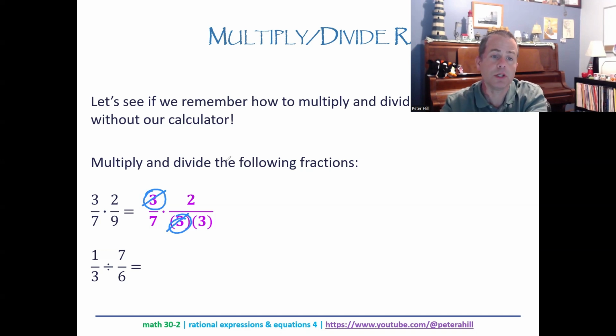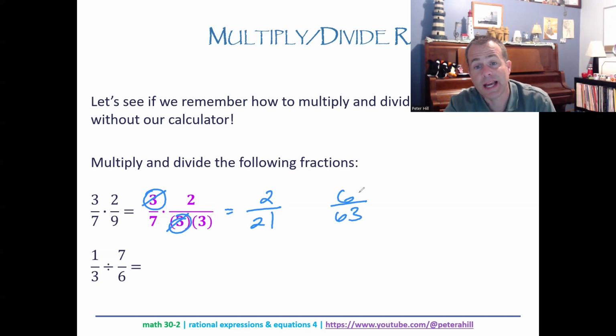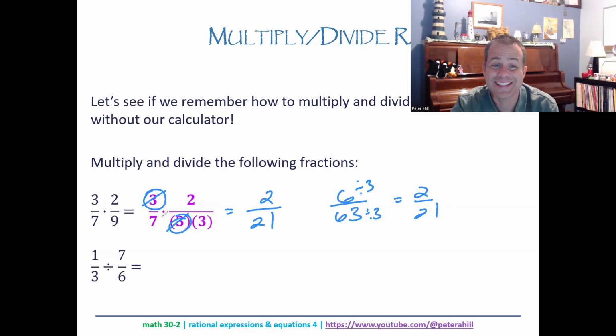Okay, so then I'm looking at, hey, now I just have a 2 on the top, and on the bottom, I have a 21. Now if you had said, no, I want to go 6 over 63, you would then be looking at this and saying, how can I reduce that? Both of these are divisible by 3, so I divide that by 3, divide that by 3, and I'd still get 2 over 21. This is a little easier if I factor first, because then I can divide out my common factors right away. Awesome. Let's try the next one.